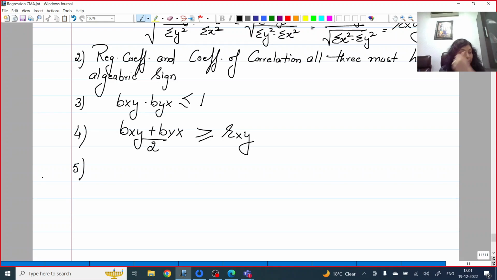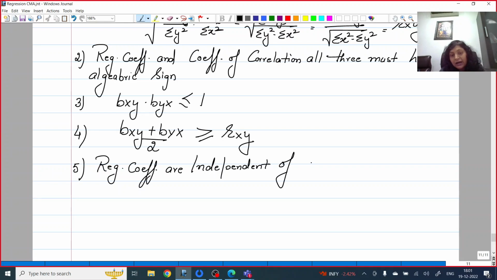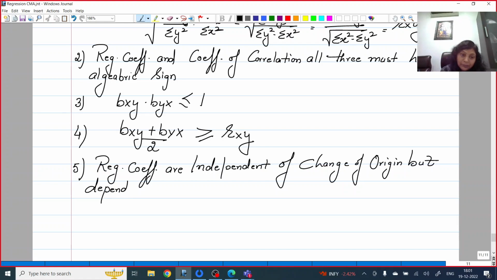Next property we have, that is regression coefficients are independent of change of origin but dependent on change of scale.